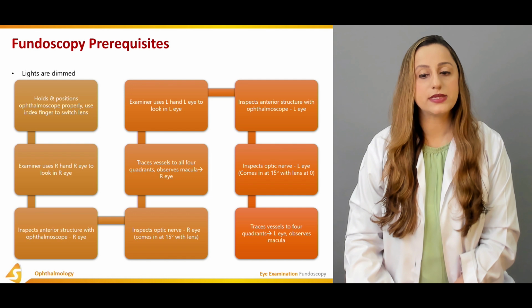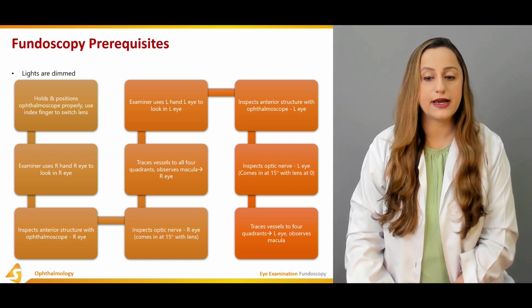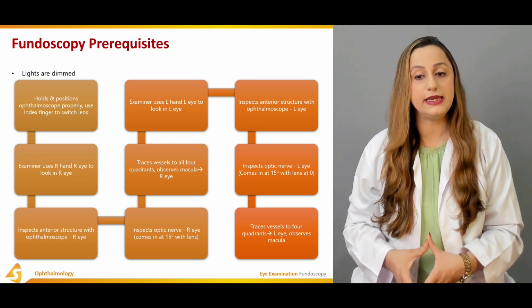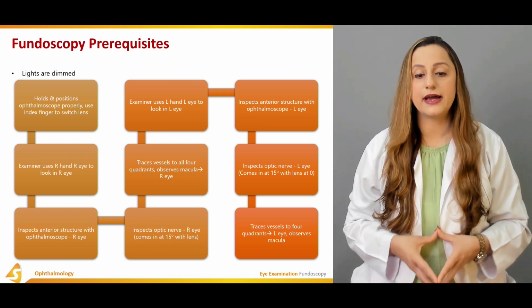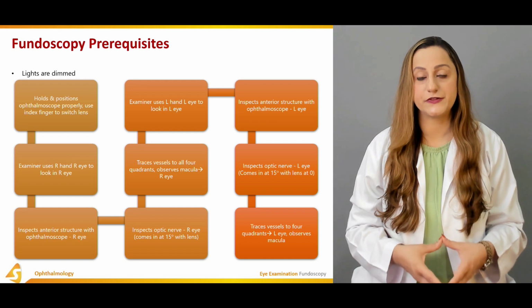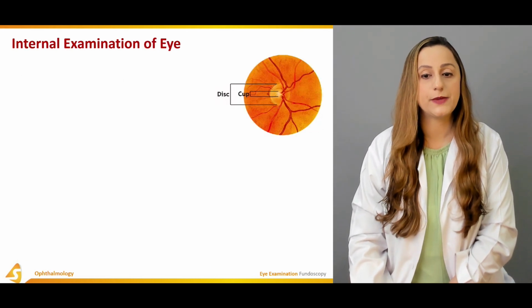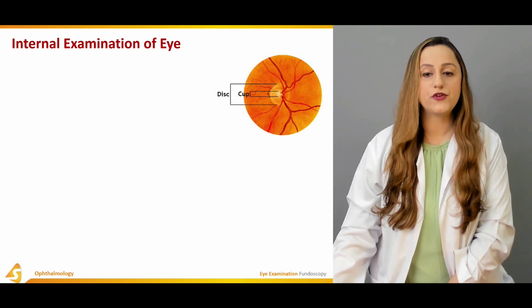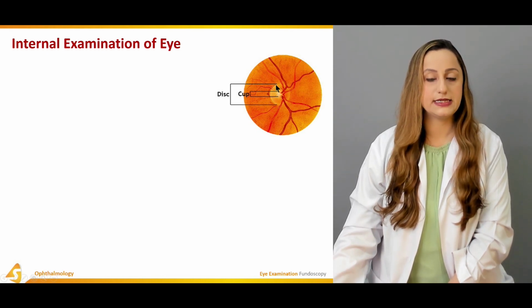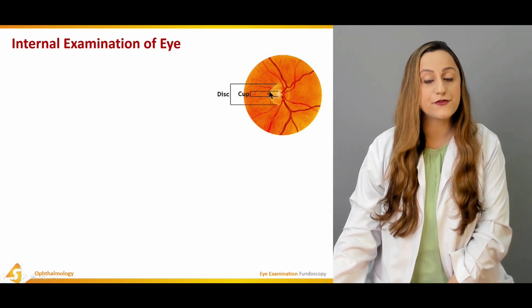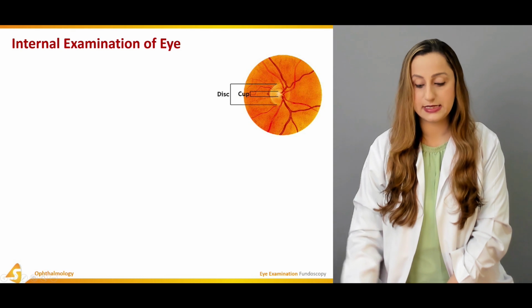It traces the vessels to four quadrants. In the left eye, you're going to observe the macula, and in the right eye, you're going to inspect the optic nerve. This is a strategy that you're going to apply when you perform the fundoscopy. If you see over here, this is the optic disc, this is the physiological cup, this is the normal pallor. The margins have to be noted down when you look at the optic disc.